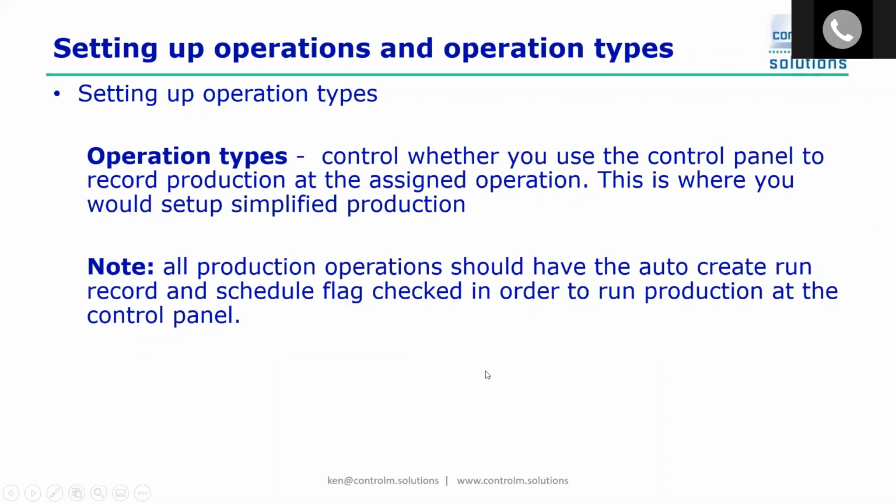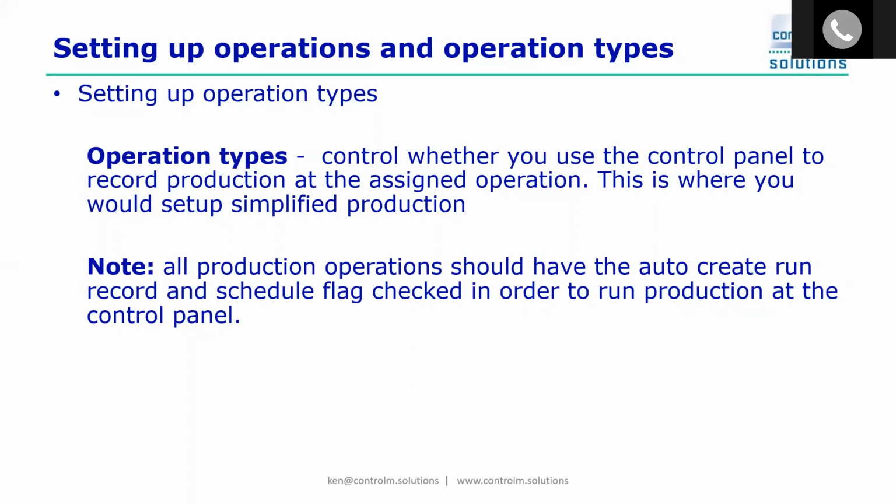How do we set up operation types, and what impact does that have on job production methods? Setting up an operation type controls whether you use the control panel to record production. So this is really the key, the operation type. This is where you would set up simplified production versus standard. It's important to note that standard production is just that. There's no real configuration required.